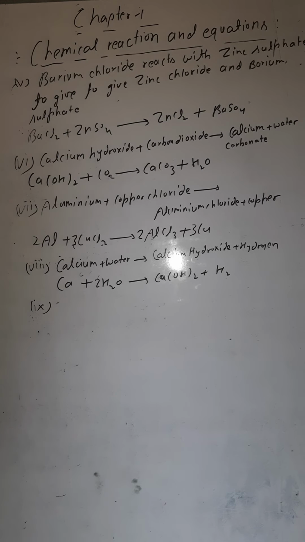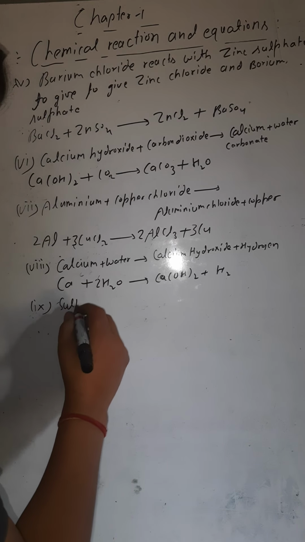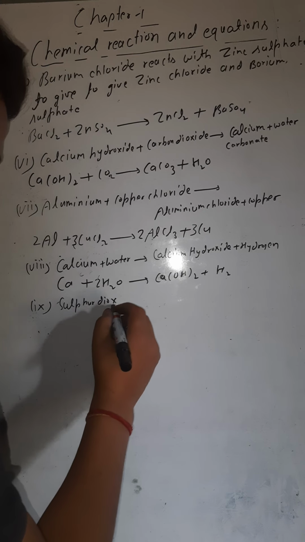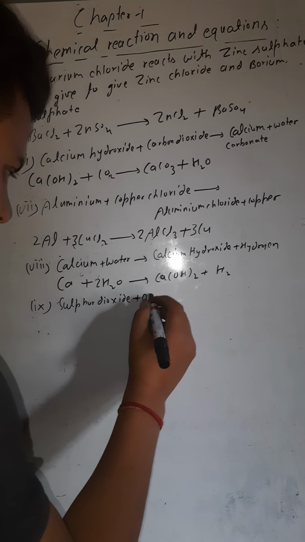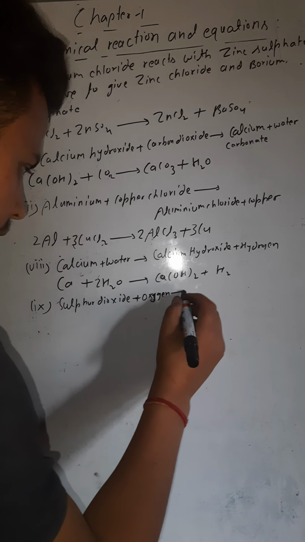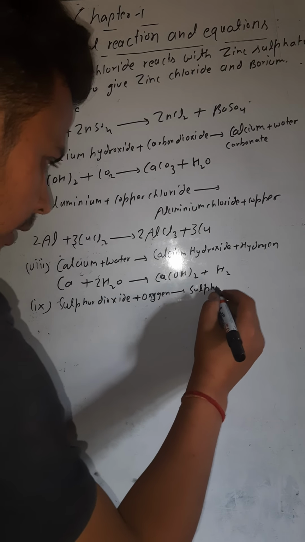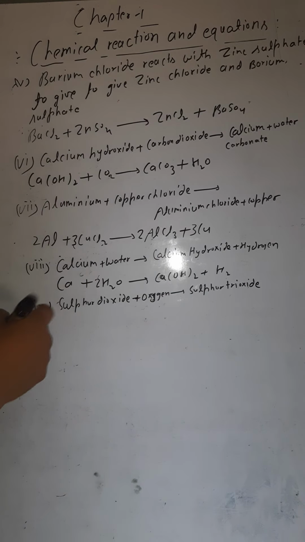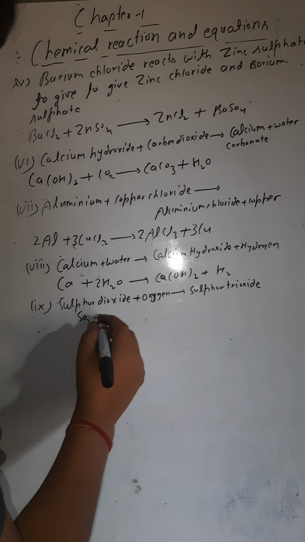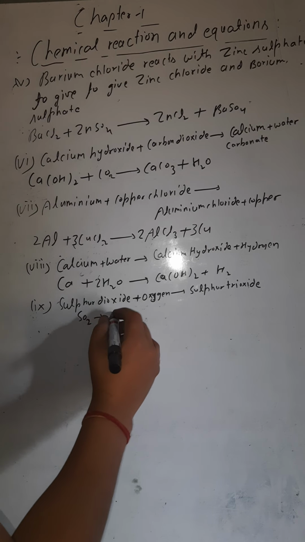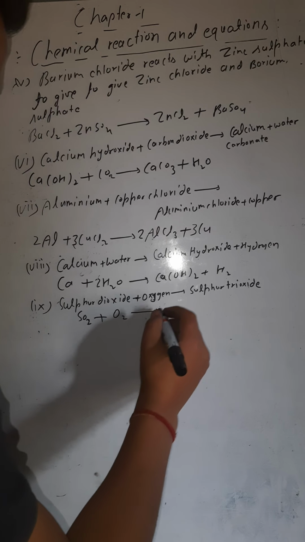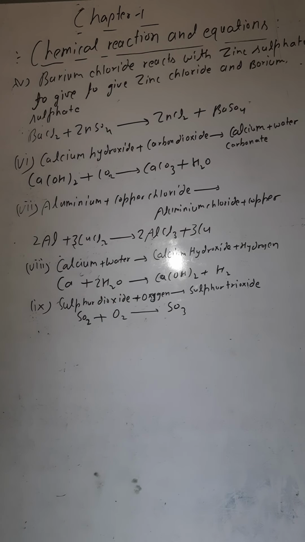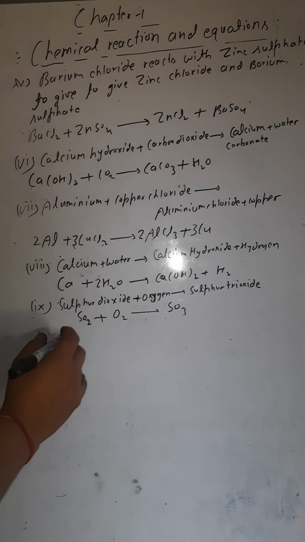Ninth one is what? Sulfur dioxide plus oxygen gives sulfur trioxide. Sulfur dioxide is SO2 and oxygen is O2. What does it give? It gives sulfur trioxide. So how will you balance? Now first you balance sulfur, then you balance oxygen.